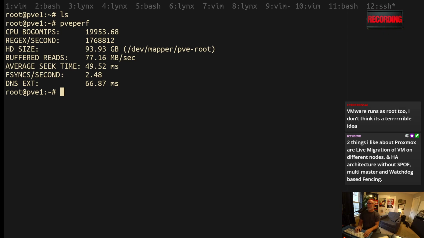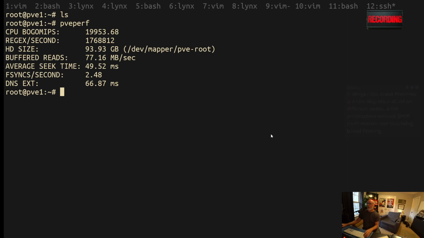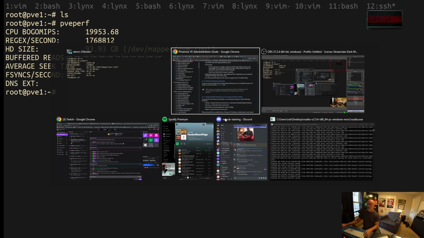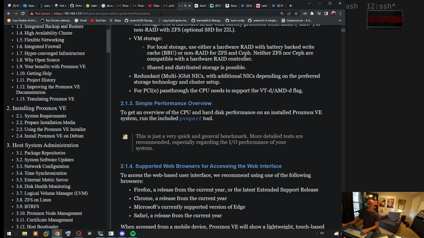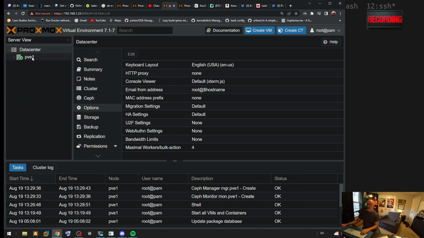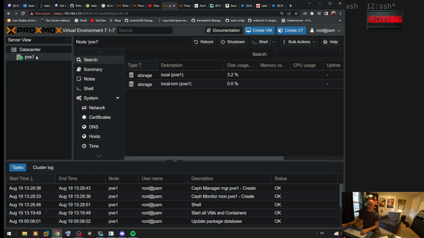Live migration, yeah, as long as you're sharing the same storage. We just read that. And HA architecture without SPOF, yeah. Yep, I love that too, Izzy. Yep, you also have a terminal in the UI. I understand that's true. I have not accessed it. Maybe I should do that right now. A terminal in the UI. Let's see if we can do that.